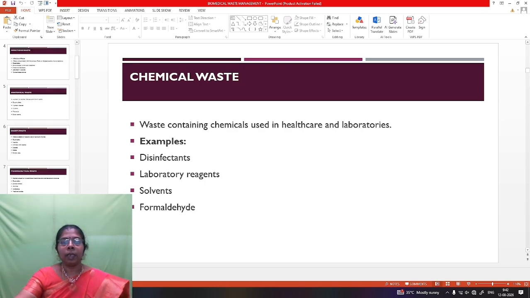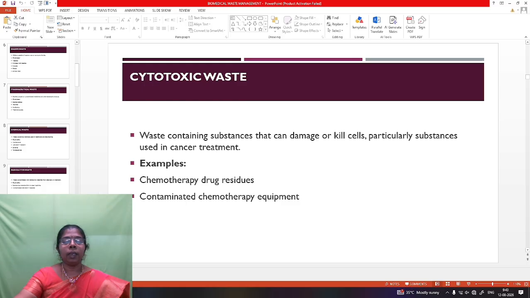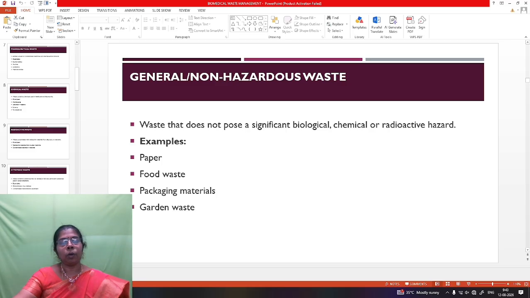And next one is chemical waste. Chemical waste is waste containing chemicals used in healthcare and laboratories. In laboratories we are using many types of chemicals, such as disinfectants, laboratory reagents, solvents and formaldehyde. Another type of waste is radioactive waste. It is waste contaminated with radioactive materials from diagnosis or treatment. Examples: radioactive materials from nuclear medicine or contaminated laboratory materials. And cytotoxic waste is waste containing substances that can damage or kill cells, particularly substances used in cancer treatment. Some of the substances we use to treat cancer, that waste is considered cytotoxic waste. For example, chemotherapy drug residues and contaminated chemotherapy equipment. These wastes are together called hazardous waste.